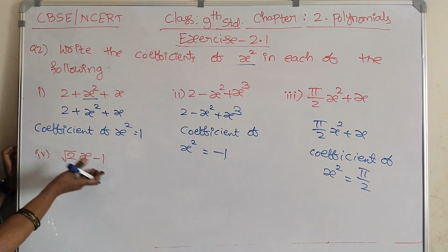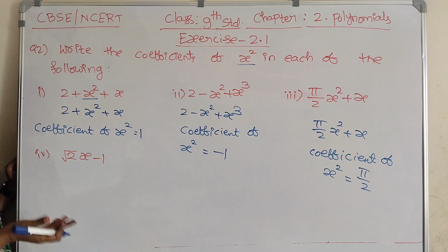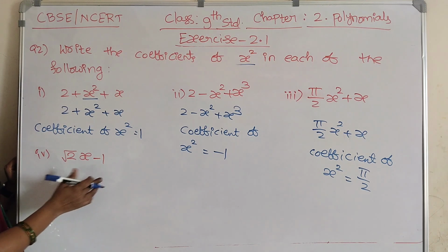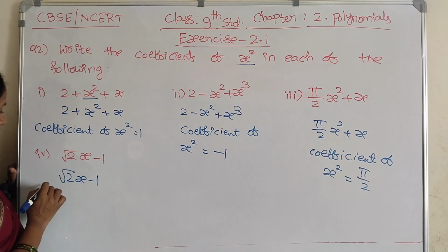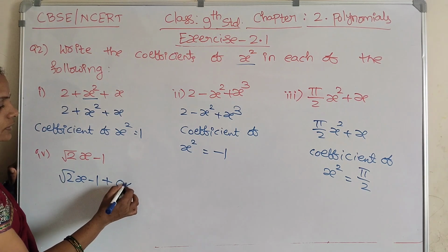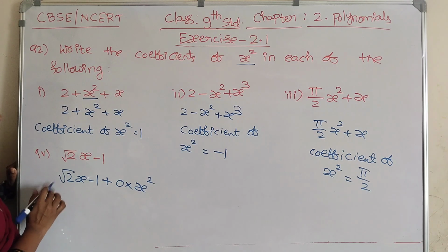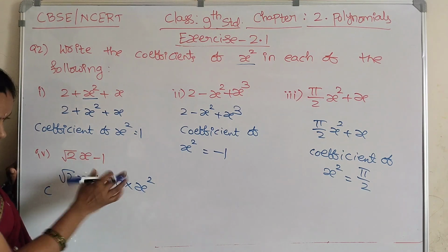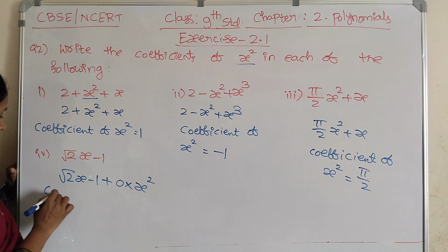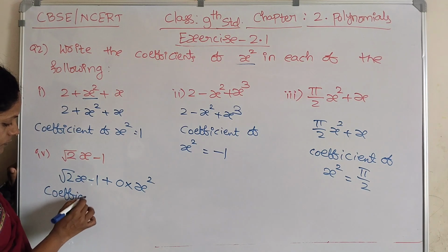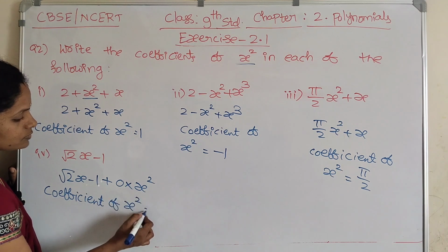Next, here the term x square is not present. What should we write? We have to write 0. Can we write this as root 2x minus 1 plus 0 into x square? Can we write? So in that way, if nothing is there, meaning the term is not present, then we have to write it as 0.